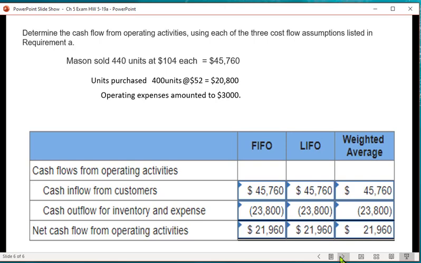So the answer under all three of these alternatives is the same, $21,960. And that is how you solve homework problem 5-19A, which will be part of the test.